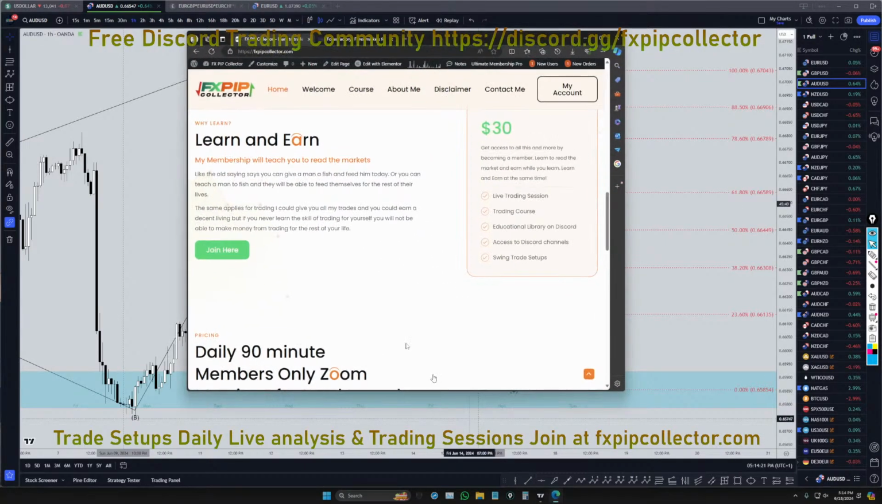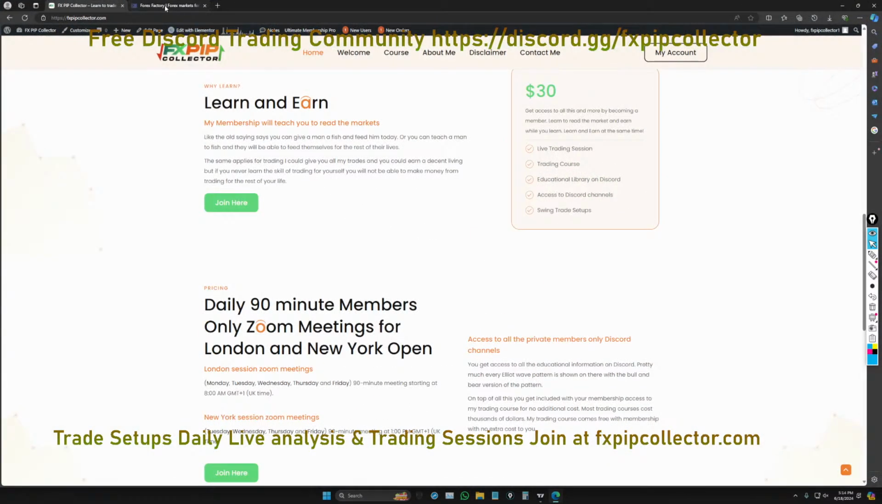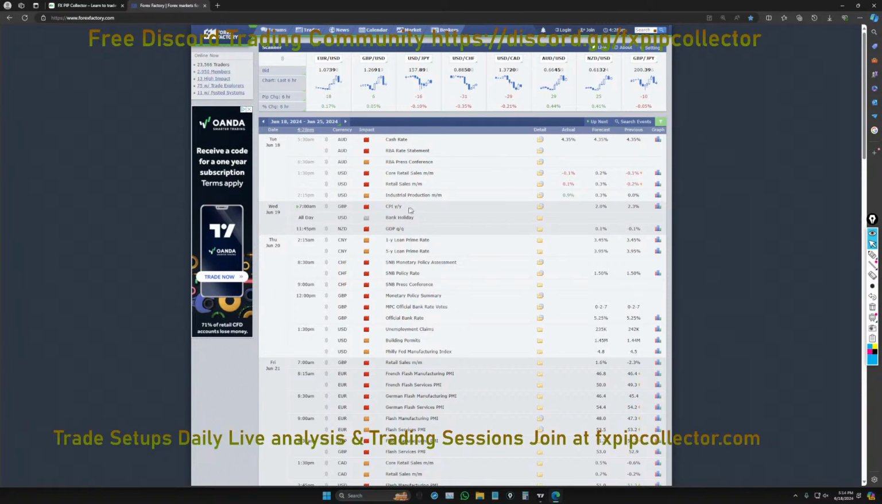Yeah, we have CPI for the pound tomorrow. We have some pretty decent news this week. Now, tomorrow is a bank holiday in the U.S., so I wouldn't expect to see a whole lot of volume in the New York session tomorrow. But we do have pound CPI news tomorrow, and we also have Kiwi GDP tomorrow, gross domestic product.